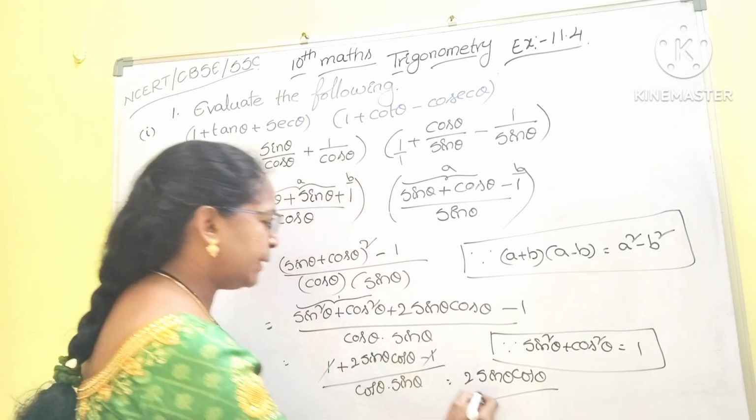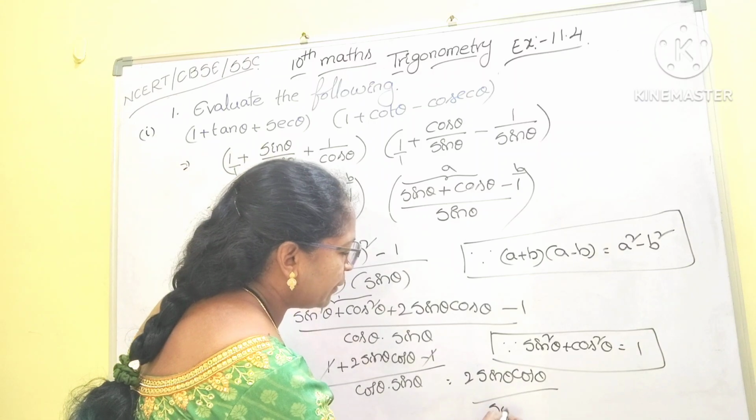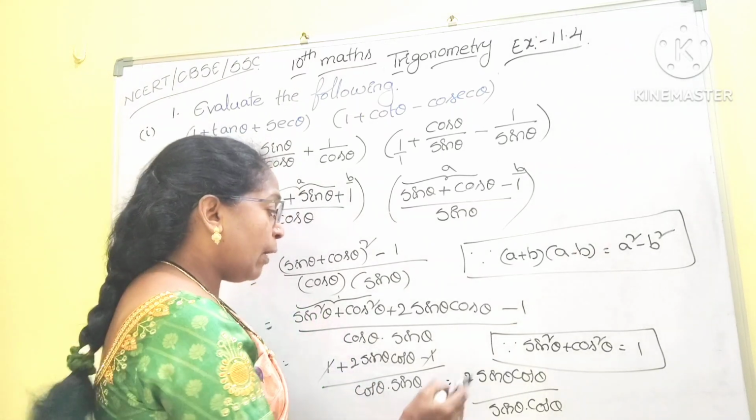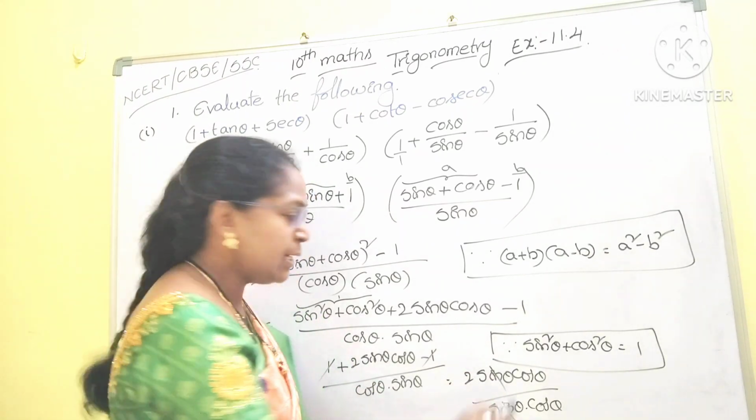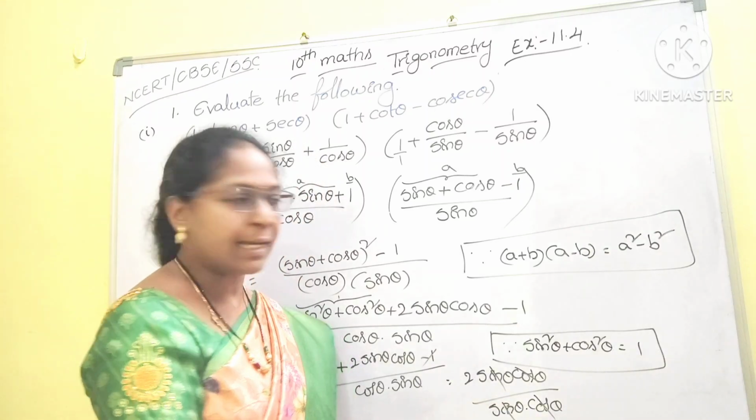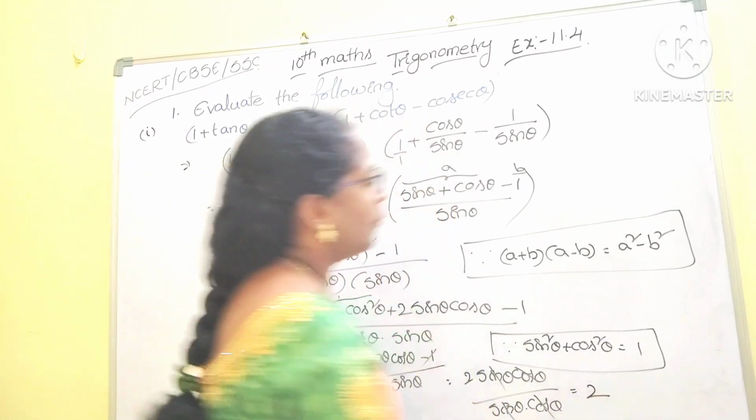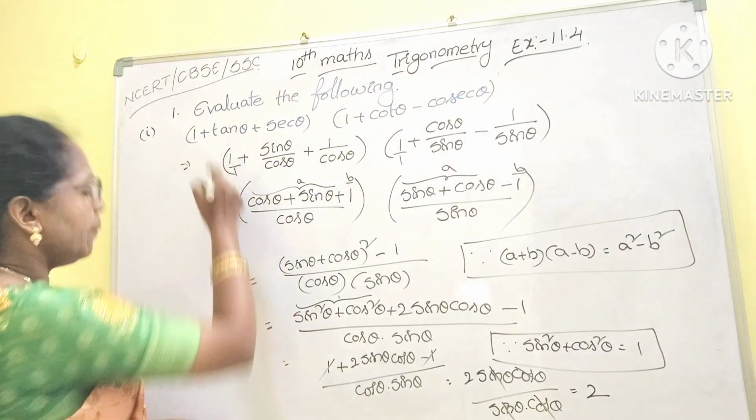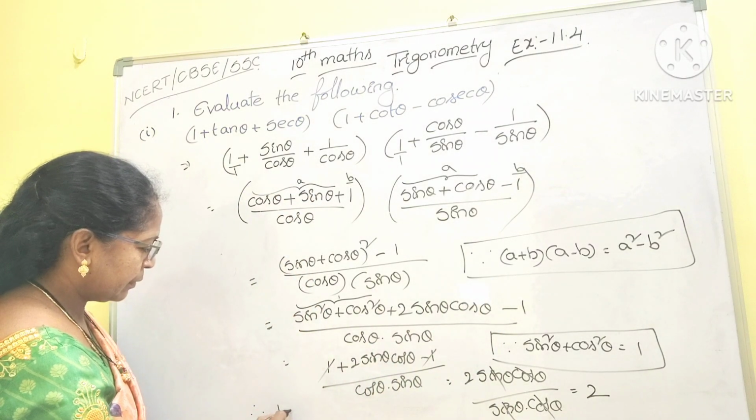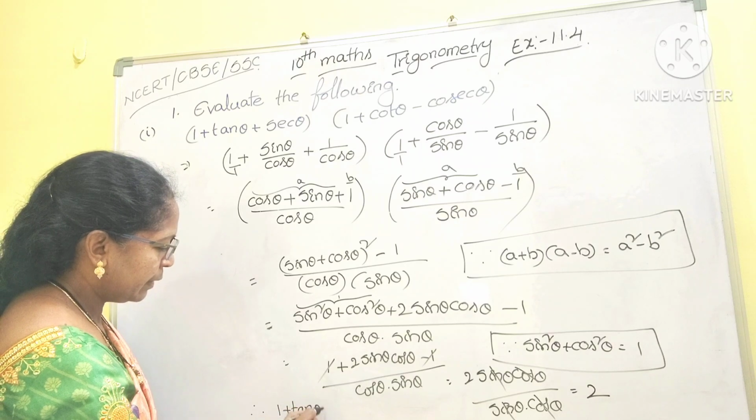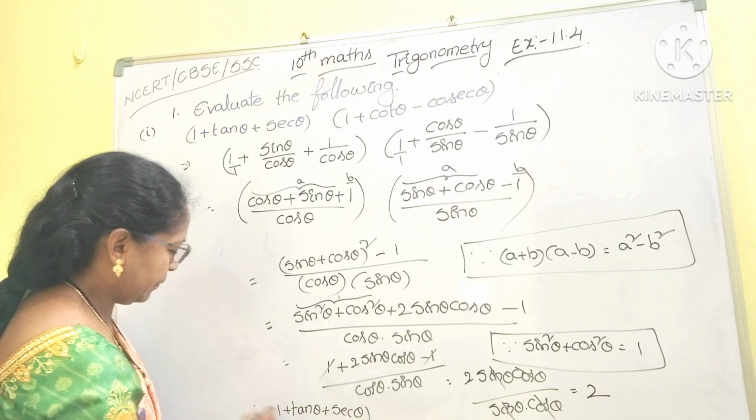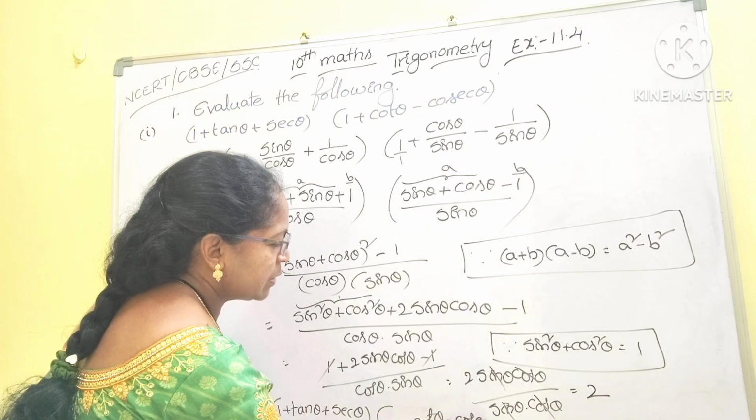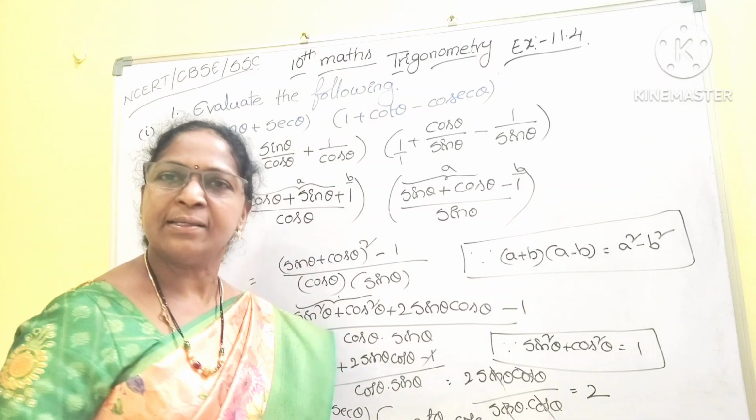The remaining value is 2 sin theta cos theta by sin theta into cos theta, or cos theta into sin theta, both are the same. Now here sin theta you can cancel, as well as cos theta also you can cancel. So the final answer is 2. Therefore, 1 plus tan theta plus secant theta into 1 plus cot theta minus cosecant theta equal to 2. This is the final answer.